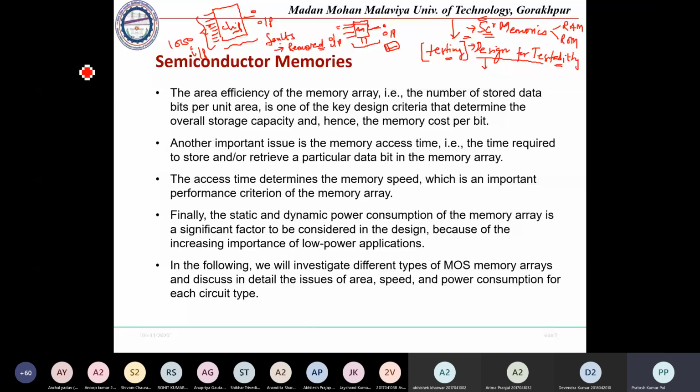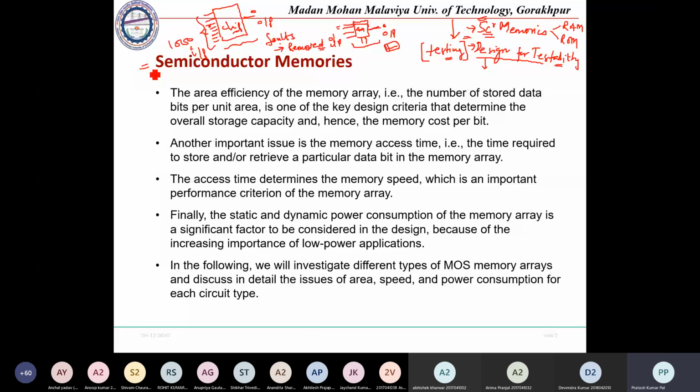So we will start with the semiconductor memories. As we already know, a memory is an electronic circuit that can store some data. Based on our requirement, this memory can have a smaller size or a larger size.